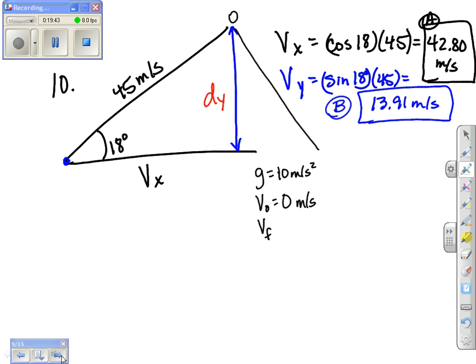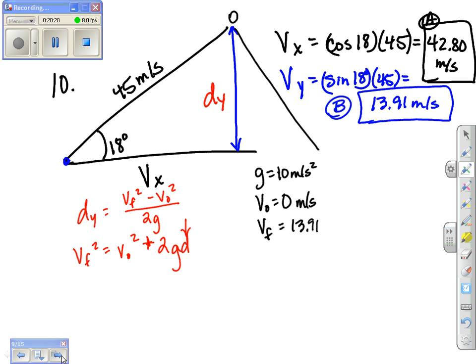And that means my final speed will be whatever my Vy was, which is 13.91. If that's the case, then to find my dy, I'm going to use my formula VF squared equals V naught squared plus 2AD, because I can solve for D. I have everything else because I can plug G in for A. So I want to take my VF squared minus my V naught squared divided by 2G.